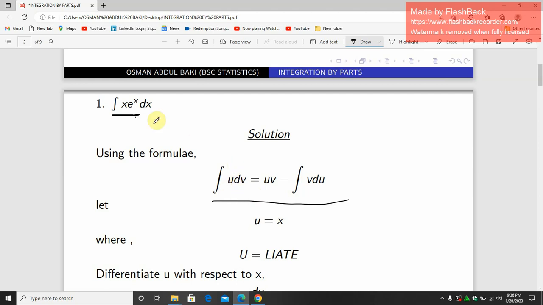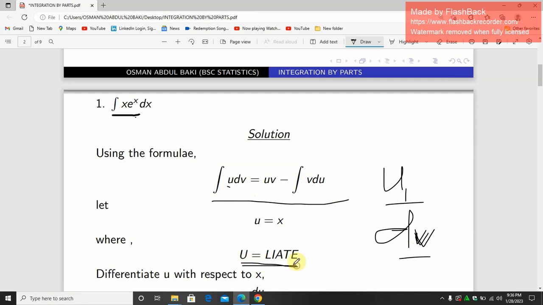But before you can solve it, you need to know what your u is. You need to know what the u represents in the formula, and what dv also means in the question. So that is why I have given you a tip.